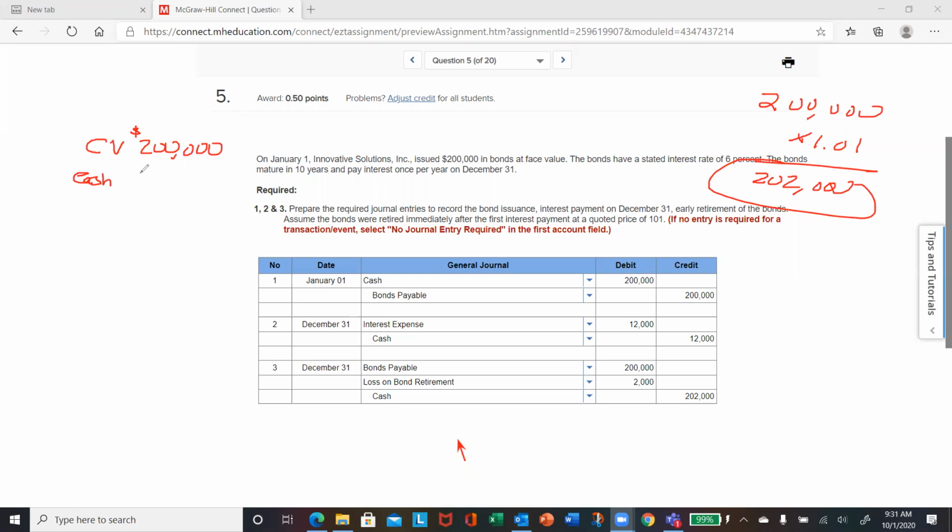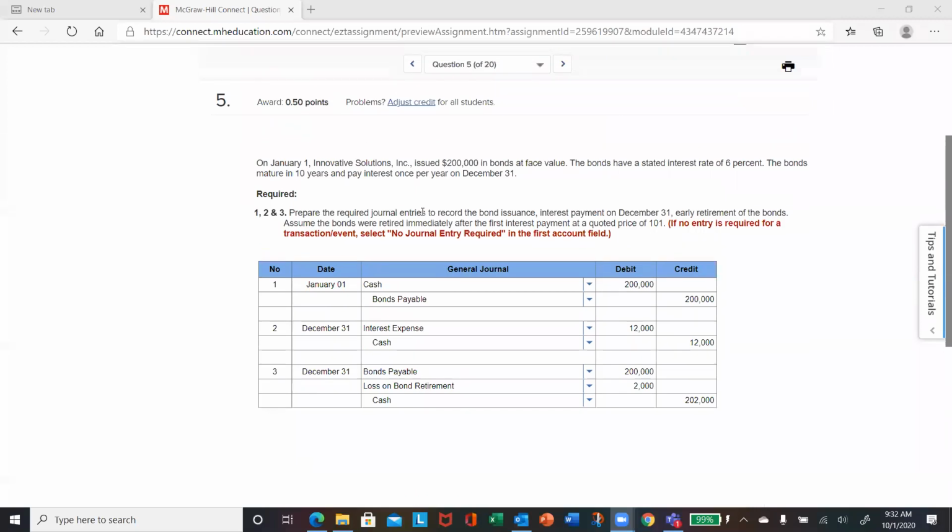And then you look at the amount that you're paying in terms of cash to retire it. So in this case, if they're paying $202,000 to retire a $200,000 bond, that of course would give you a $2,000 loss on retirement, and that's where they came up with that. So you would debit the loss on retirement for $2,000, and of course, you would be crediting cash for the amount that you agreed to buy back, which is 101% of the face amount. Okay, that's it on number 5.